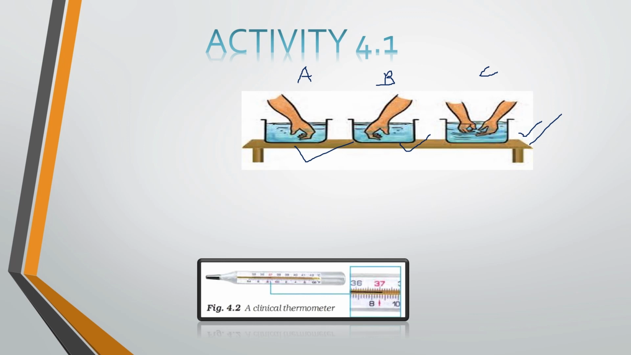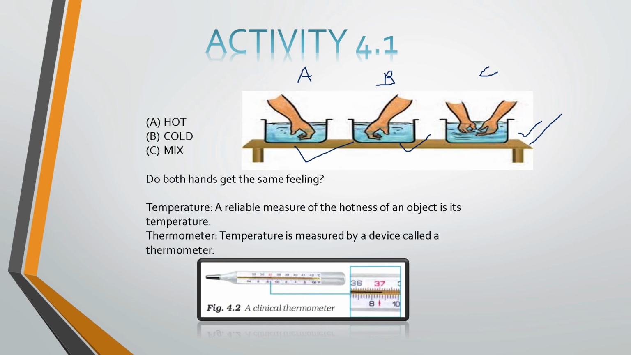So what do we conclude? We conclude that a reliable measure of the hotness of an object is its temperature. So how hot is an object? The measure of hotness is called its temperature, and it is measured by a device called a thermometer. We will discuss the thermometer later in this chapter. So till now it is temperature and thermometer.